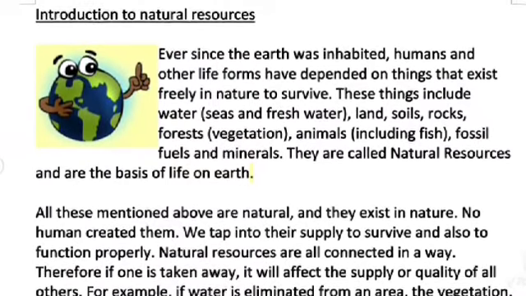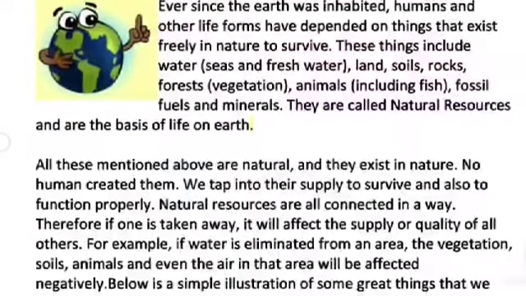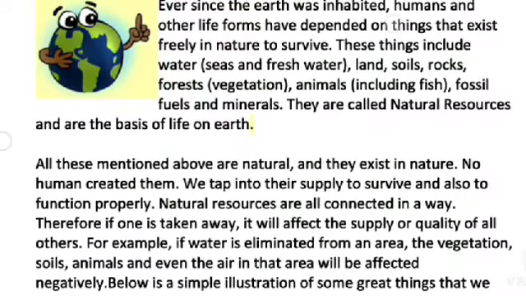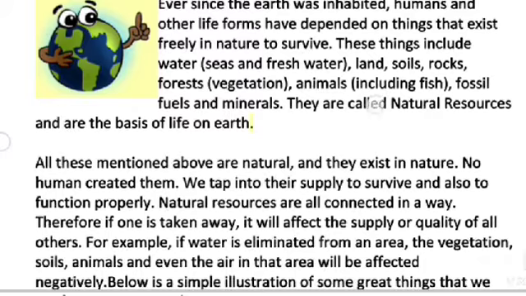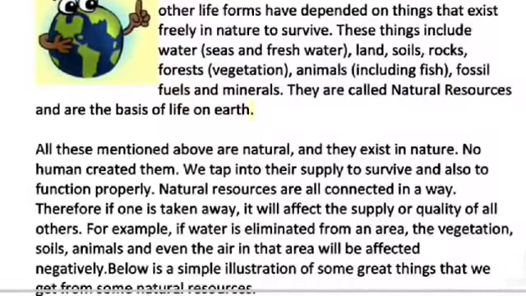Introduction to natural resources. Since the earth was inhabited, humans and other life forms have depended on things that exist freely in nature to survive. These things include water, sea and fresh water, land, soils, rocks, forest, that's called vegetation, animals, including fish, fossil fuels and minerals. They are called natural resources and are the base of life on earth.